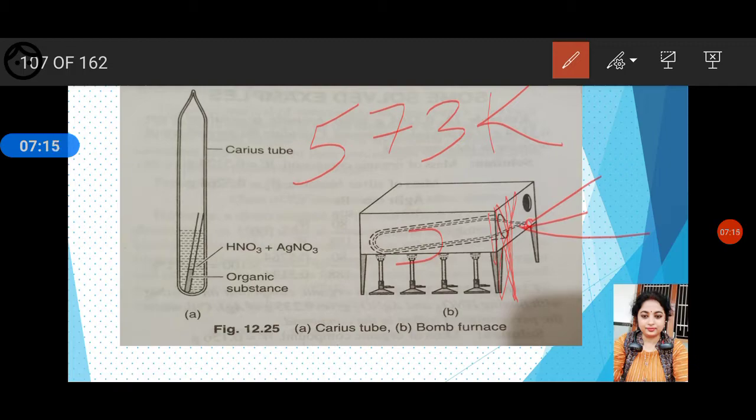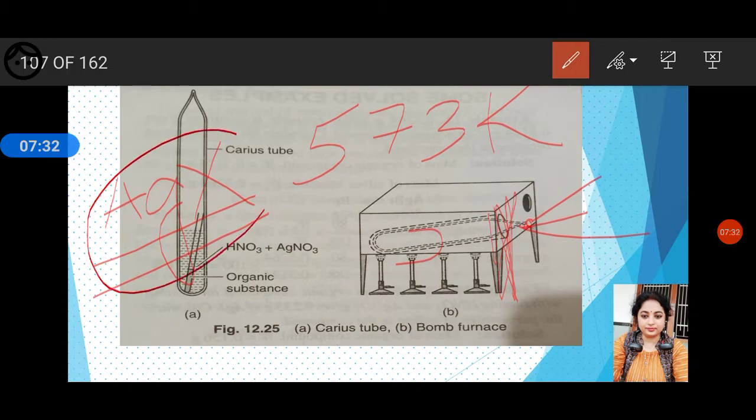Definitely, if we are getting the silver halide, AgX, which can be chloride, bromide, anything, this will be a colored precipitate, or white if it is chloride, since silver chloride is white in color. So the whole content will be transferred into the beaker. Then we will make a setup for filtration and filter the content.